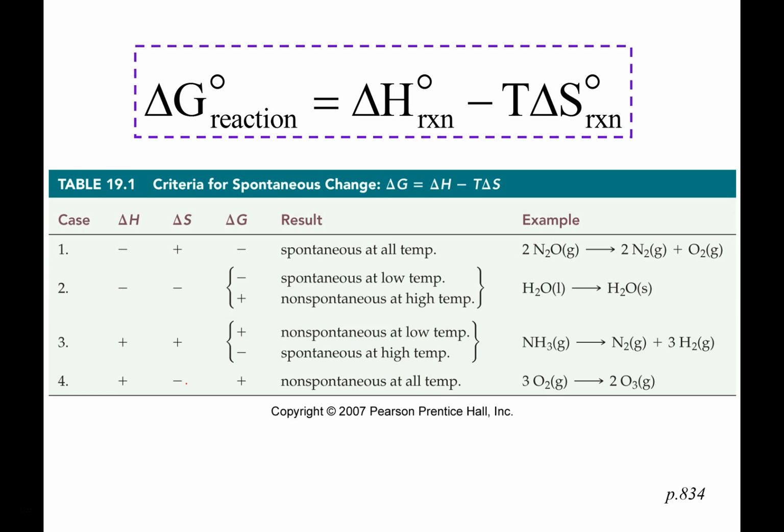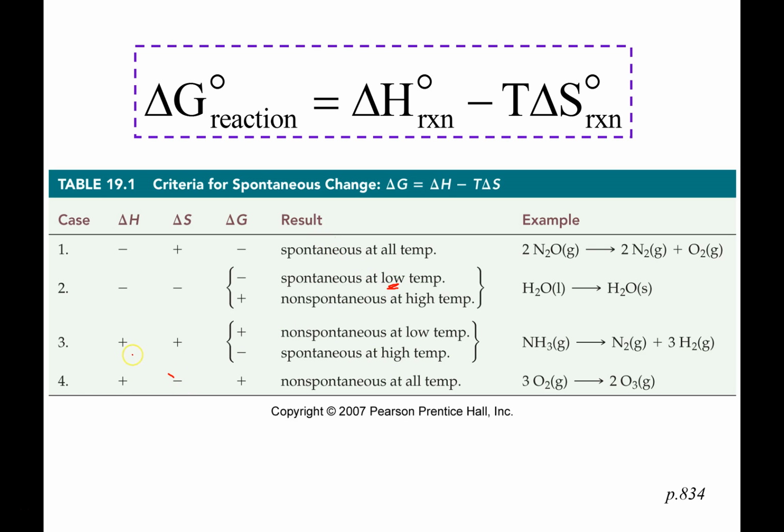So the 4 scenarios, I don't think they're listed in order. Maybe they are. Yeah, they're listed in order. So the first scenario we looked at, it's got to be spontaneous because both the delta H and the delta S favor spontaneity. The next one, it can be spontaneous, but your delta S is going against you, okay? And we said that spontaneity would be favored at low temperatures. Okay, so that was the second scenario.